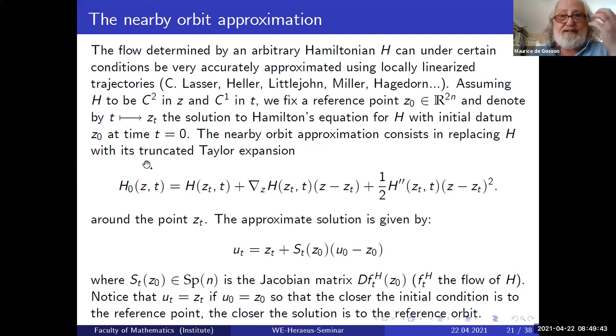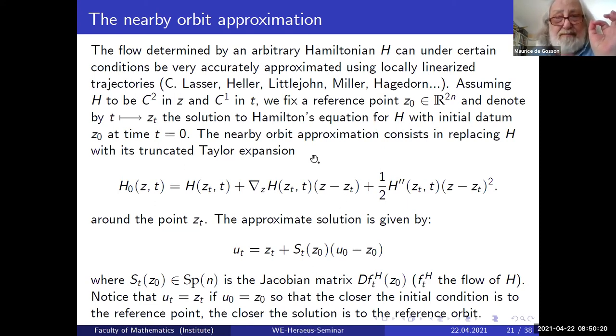These are solid and robust techniques which have different names. One sometimes talks about the thawed Gaussian approximation, but you can use the terminology you like. So I assume that the Hamiltonian H is twice continuously differentiable in z and continuously differentiable in time. We fix a reference point z naught in phase space and denote by z_t the solution to Hamilton's equations for H with initial datum that reference point.